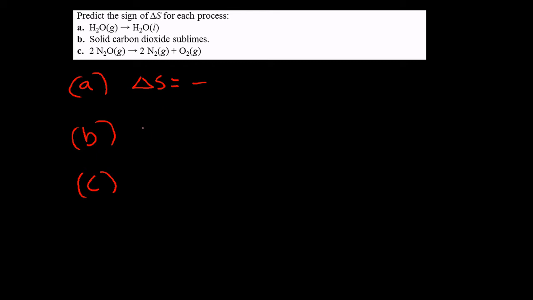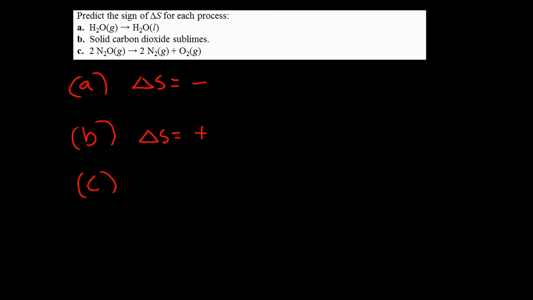Part B, we have solid carbon dioxide subliming. If you remember what sublimation is, that is going directly from the solid phase to the gas phase. That is going to be a very large increase in the entropy, because gases by far have the most entropy, solids have the least by far, and so we're going to have a big increase in entropy for part B.